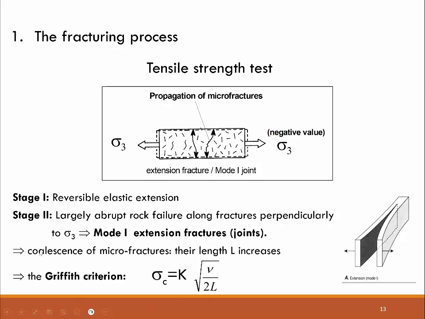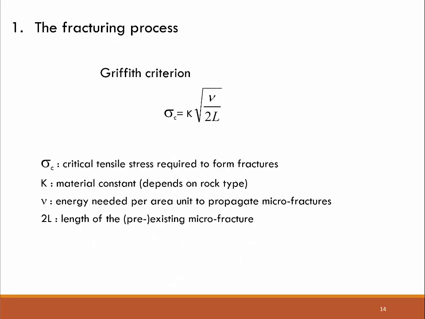This process by which microfractures increase their length and lead to sudden rock failure follows the Griffith criterion. Here we see what the Griffith criterion means. It is an important process that explains the sudden fracturing of rocks when they are exposed to stresses exceeding their yield strength. Let's have a look at this Griffith criterion.